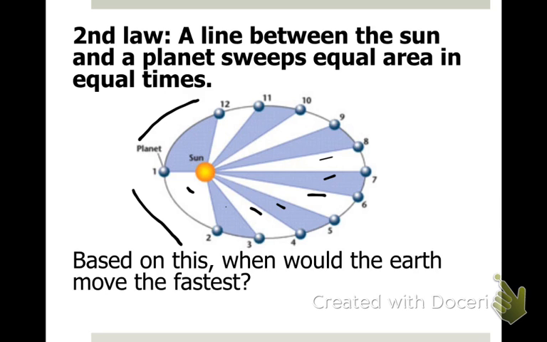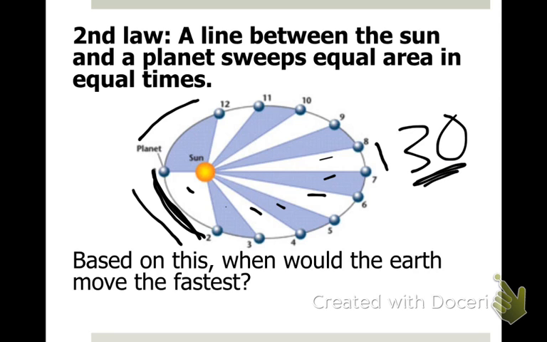So think about if you had to run from point 7 to 8, and you ran from point 7 to point 8 in 30 seconds, then that means that you're also going to have to run from point 1 to 2 in 30 seconds. But notice how much longer this is over here. So if you're going to do that in 30 seconds, you're going to have to be running pretty dang fast. So to get from 1 to 2 or from 12 to 1, you're going to have to cover that same distance in the same amount of time.